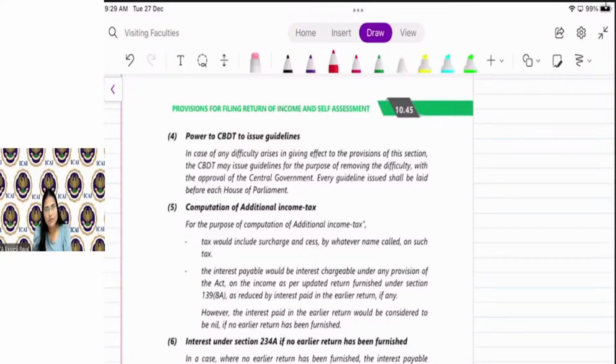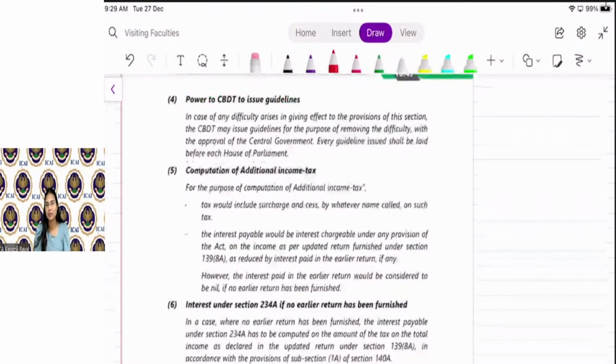CBDT have power to provide the guidance for calculation of this tax. For the purpose of additional tax, you have to include everything, including surcharge, including cess on that base, on that tax. 25% additional tax you require to pay.